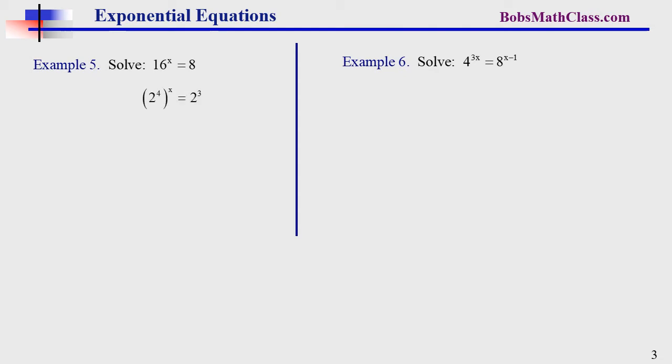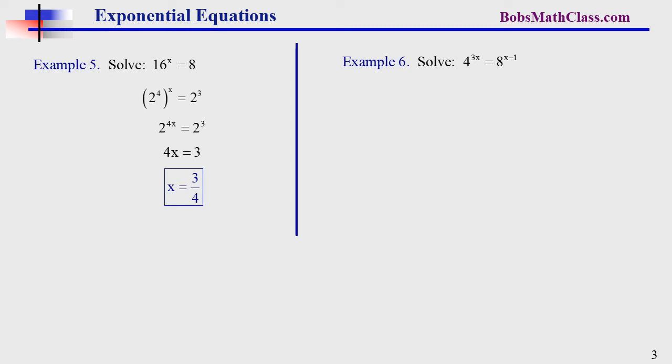So we could use a base of 2. For 16, we could write it as 2 to the 4th, and for 8, we could rewrite that as 2 to the 3rd. So now the 4 and the x you're going to multiply, so that's 2 to the 4x equals 2 to the 3rd. Now we could set our two exponents equal to each other, and you get 3/4.